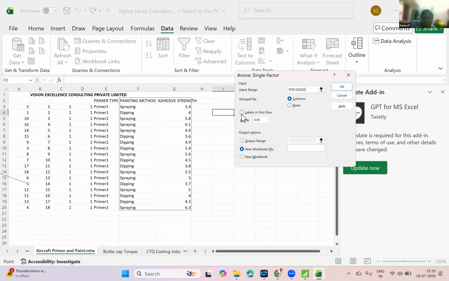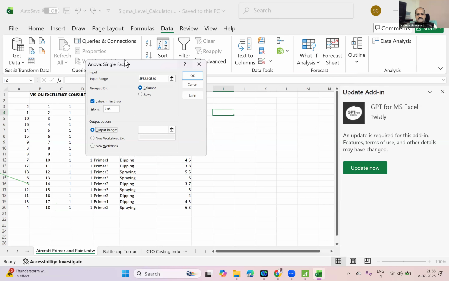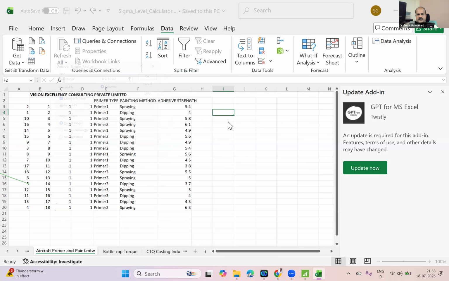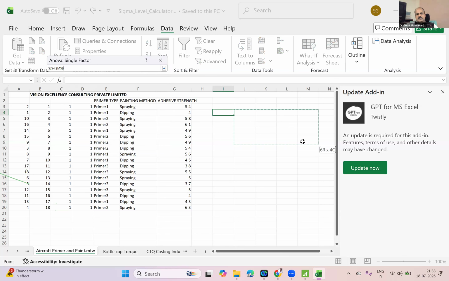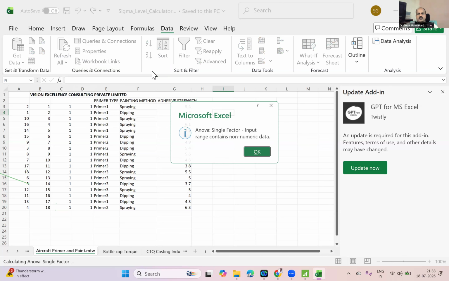Selected. You have a label in the first row? Yes. Label columns have been titled. So label in the first row. Alpha 5%. Where do you want the output of ANOVA? I want the output of ANOVA here itself, where there is already a cursor. Sorry, output range. I have to click here so that I will be able to click. In this area I want the output. So I give OK.